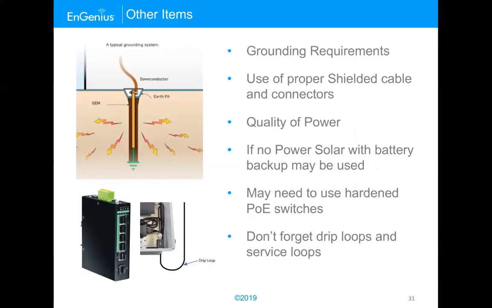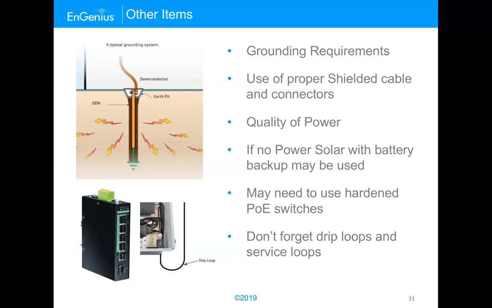I also wanted other items to take into account, which is grounding requirements for outdoor access points. You will have voltage potential difference that you don't have to worry about for indoor deployments. So you want to make sure that you ground appropriately for that. Proper use of shielded cables and connectors for outdoors so you can carry that transient current down to ground.